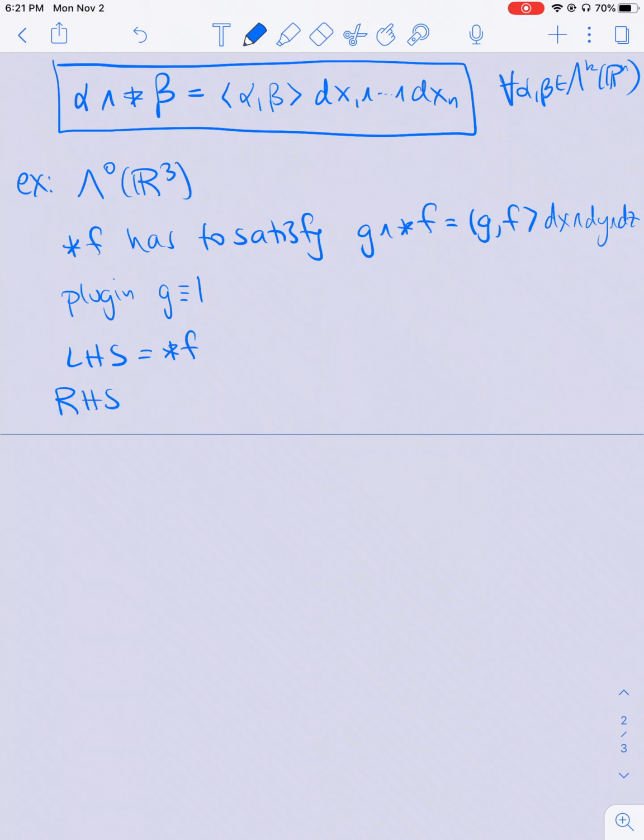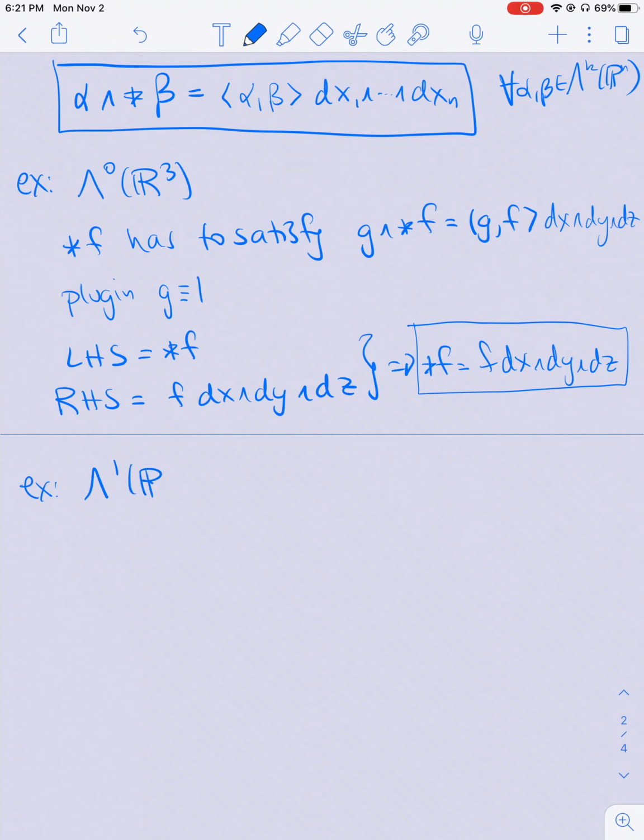So I just get Hodge star of f. And the right-hand side, well, inner product of 2 functions is again just multiplication. So I just get f dx wedge dy wedge dz. So what this tells me is that the Hodge star of f is just multiplying f by dx wedge dy wedge dz. And we'll use this later. Let's do another example. So let's do a 1 form on R3.